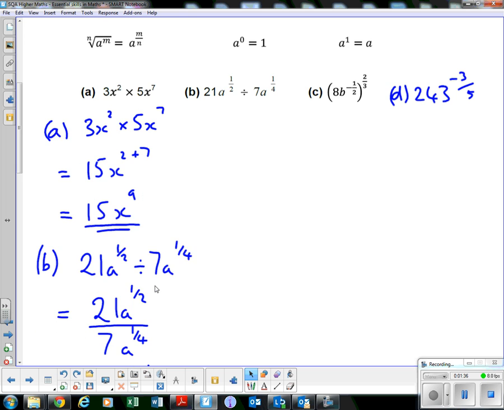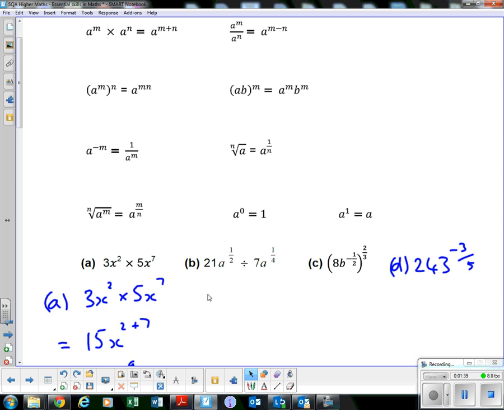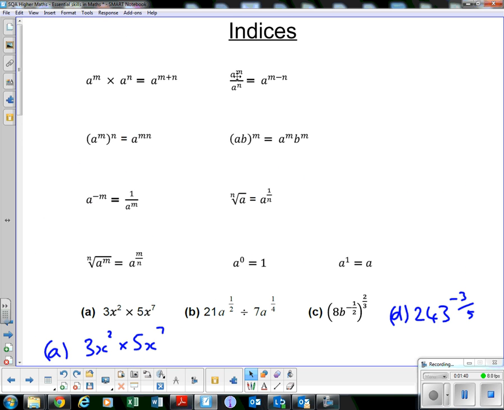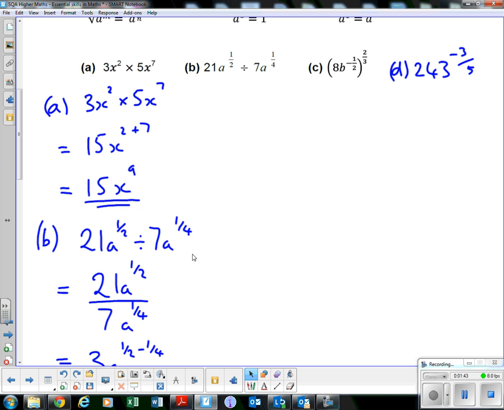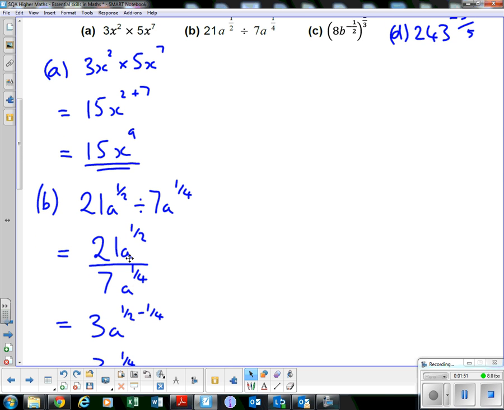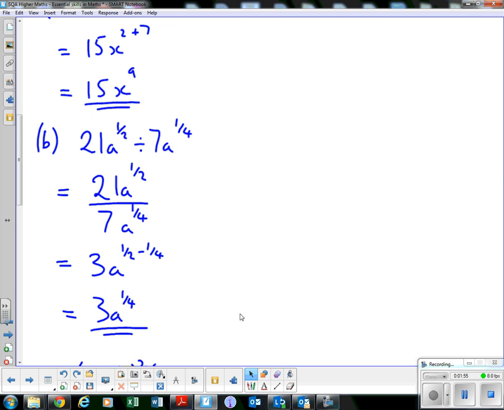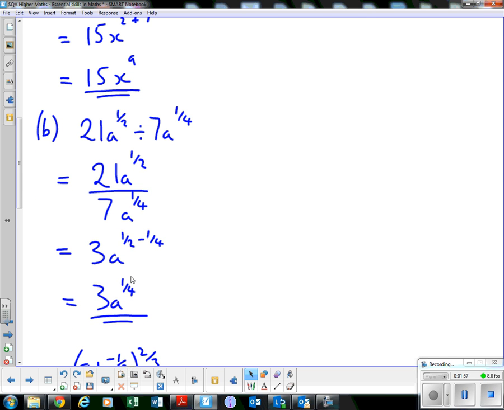Part B, we are dividing powers on part B. For dividing powers, we subtract them. So I have 21a to the half divided by 7a to the quarter. So it's 21 over 7, which is 3. Then a to the half over a to the quarter is a to the half minus 1/4. And a half subtract a quarter is a quarter, so it'll be 3a to the quarter, or to the 1/4.